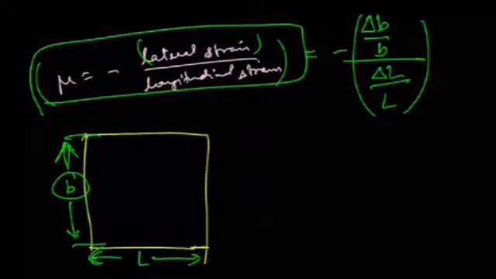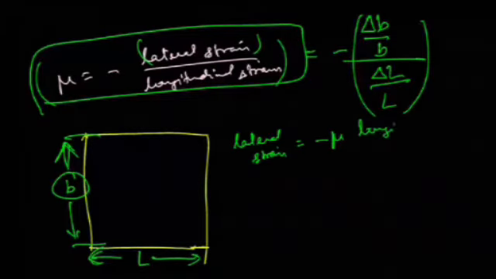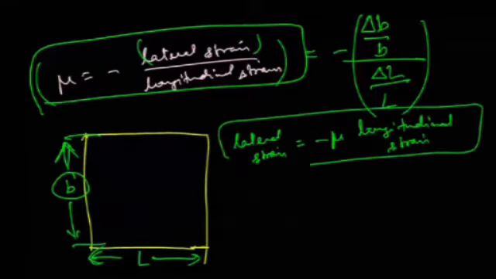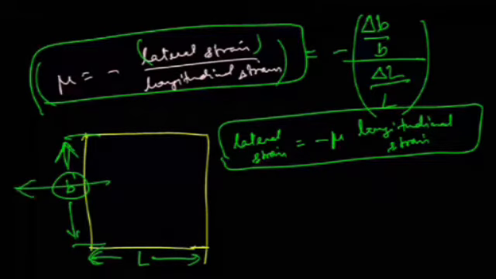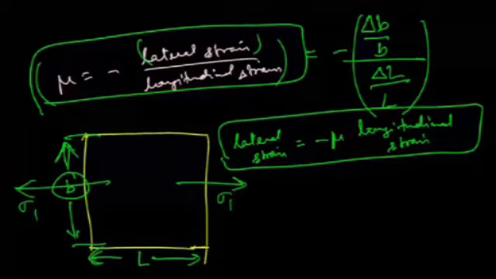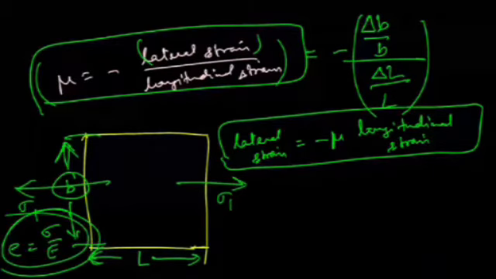Now this equation, I can also write as lateral strain equal to minus mu into longitudinal strain. So this is writing the lateral strain in terms of the longitudinal strain. And for the longitudinal strain, on the application of load P1, I got stress sigma 1. We know that strain is equal to stress by the Young's modulus, so I'll be applying this here.